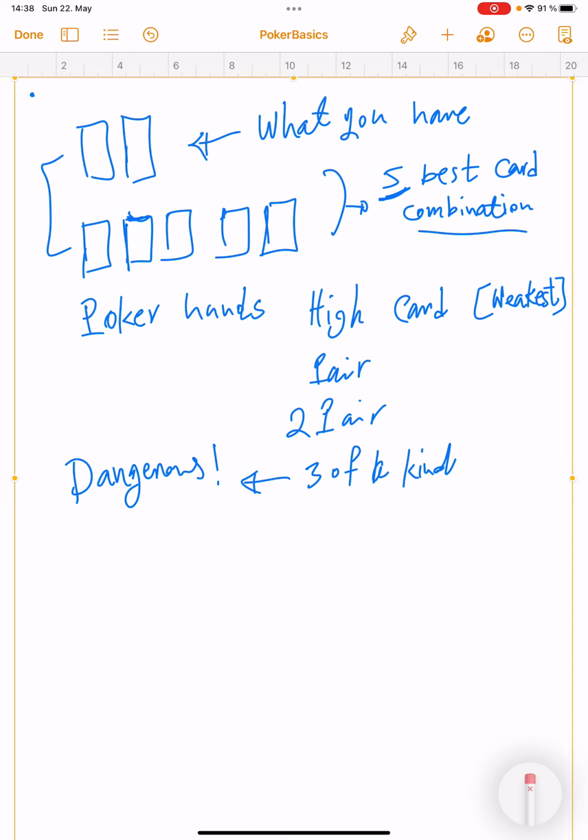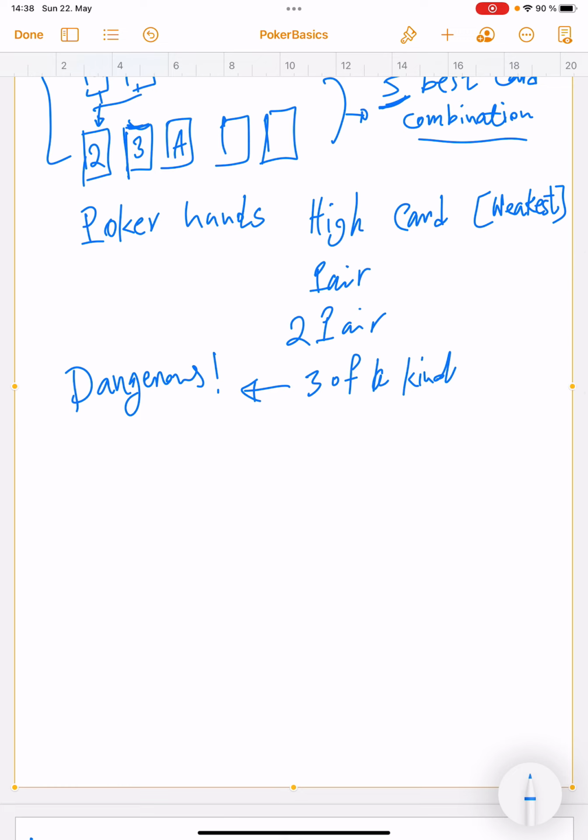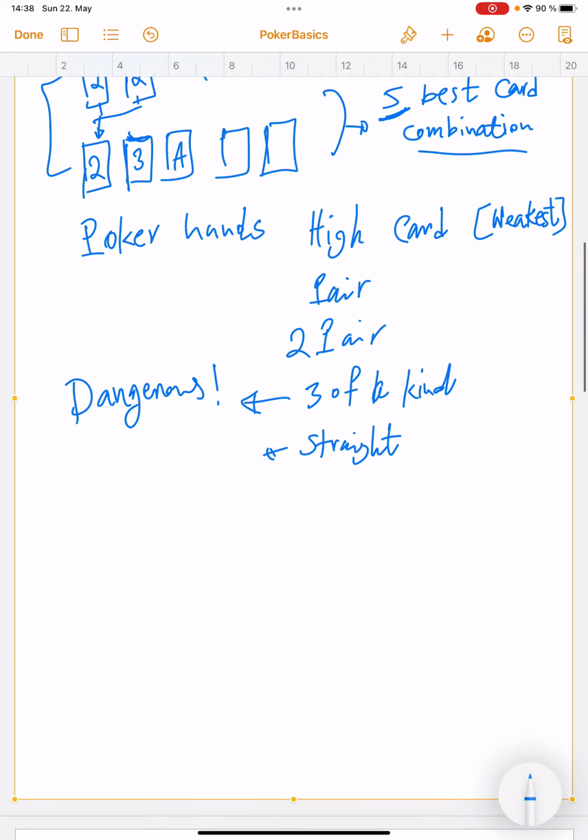3 of a kind means, for example, you're holding deuce deuce, and then we have deuce 3 and, I don't know, ace, for example. So now these 3 will be 3 of a kind. The next one is straight. So straight is a combination, the 5 cards are in consecutive order, like, I don't know, we can have like 9, 10, jack, queen, and king. So these 5 will make straight.